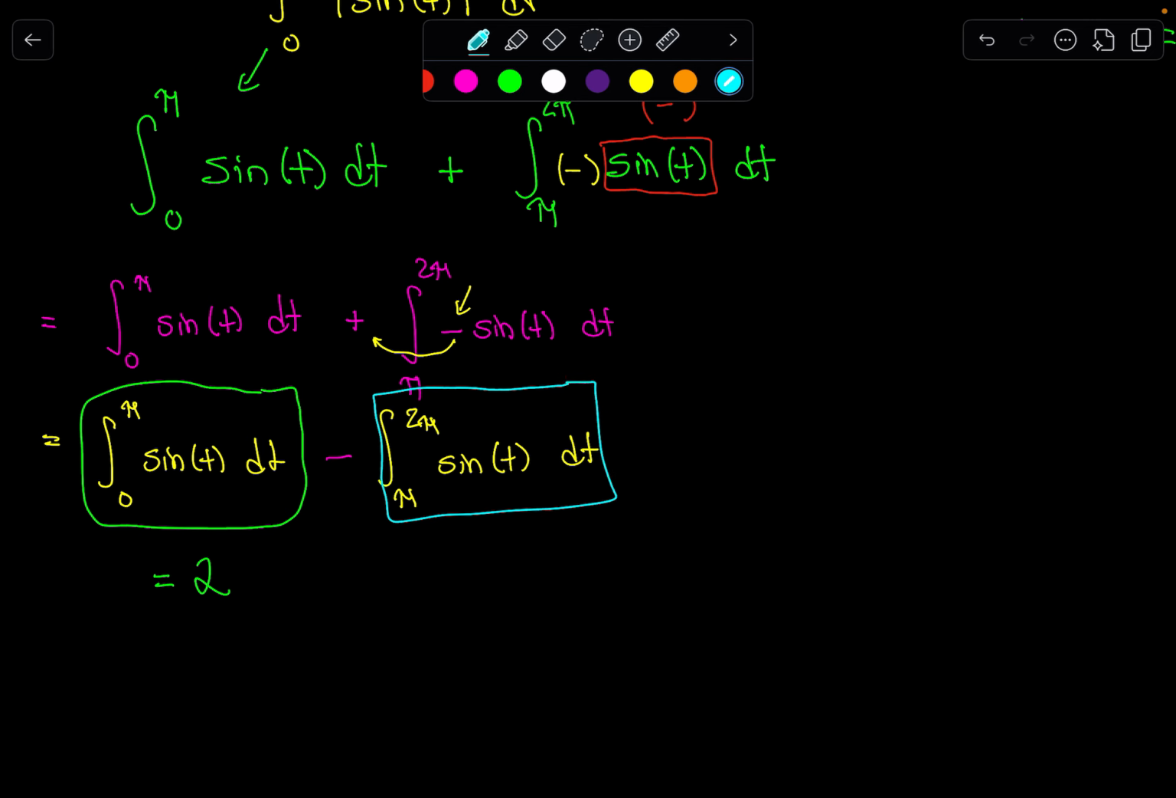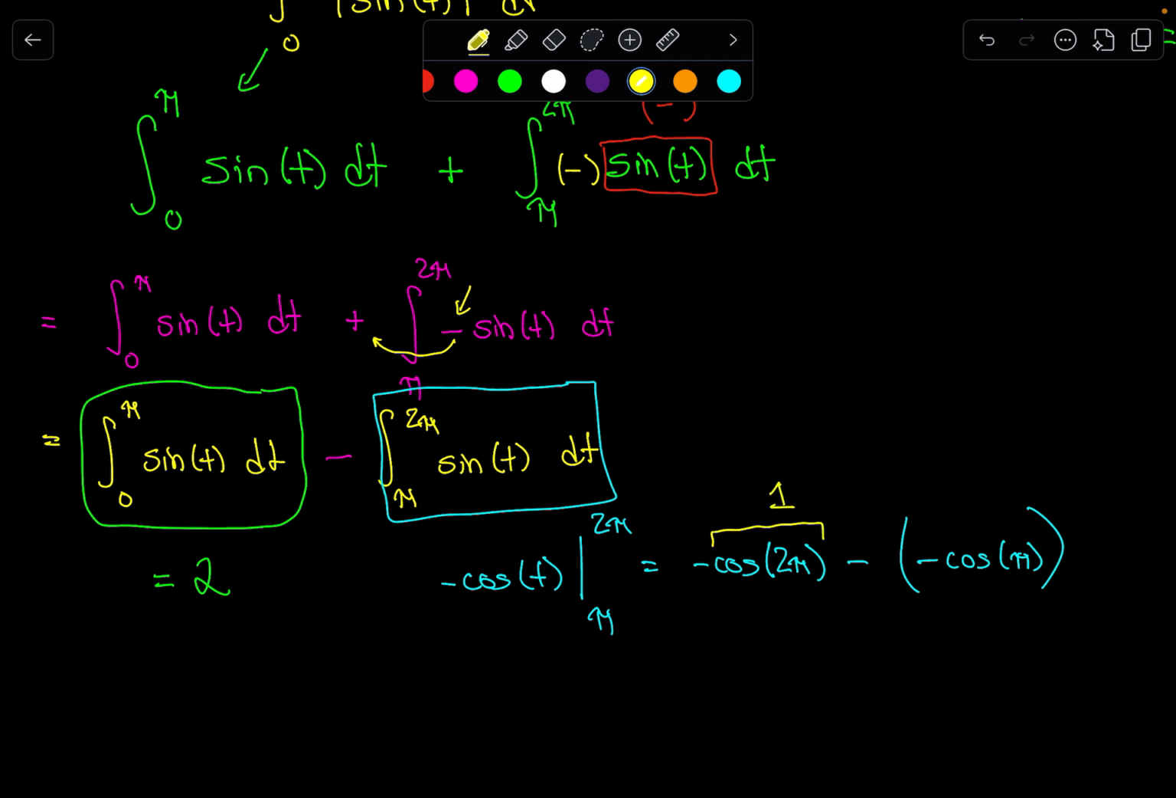And so what we're going to get is negative cosine of t evaluated from pi to 2 pi. We're going to get negative cosine of 2 pi minus whatever we get when we plug in the other one, so negative cosine of pi. Cosine of 2 pi is equal to 1, so this first term is -1. Then we get cosine of pi, which is -1. That makes it a +1. That one makes it a -1 again, so -1. So there we go, -2.